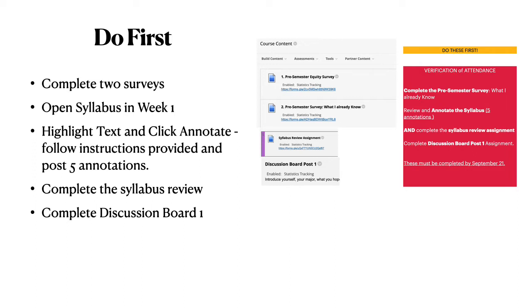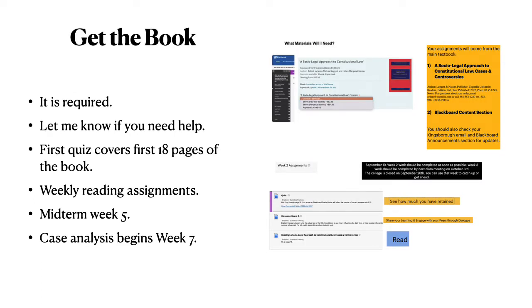Students who fail to complete those 3 assignments have to be reported as not meaningfully participating, and they will be dropped from the course. So I will be using Starfish to communicate with your advisors and emailing you directly to let you know if you are behind in that verification of attendance, which must be completed by September 21.